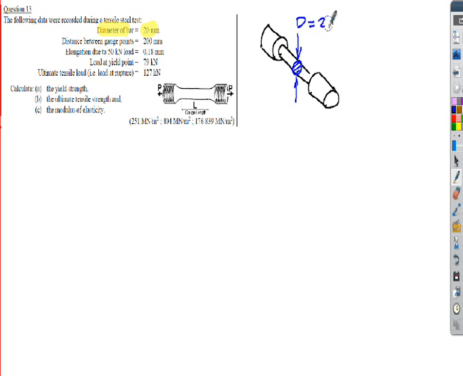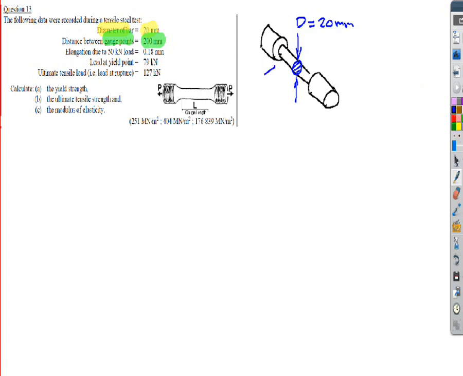I'm going to work in millimeters, I think, here actually. I'll work in millimeters. So 20 millimeters I'm given. We're given the gauge length. Now the gauge length is really the length of the specimen as far as we're concerned. The gauge length is 200 millimeters. So in this particular case, that will relate to the length of the specimen across here.